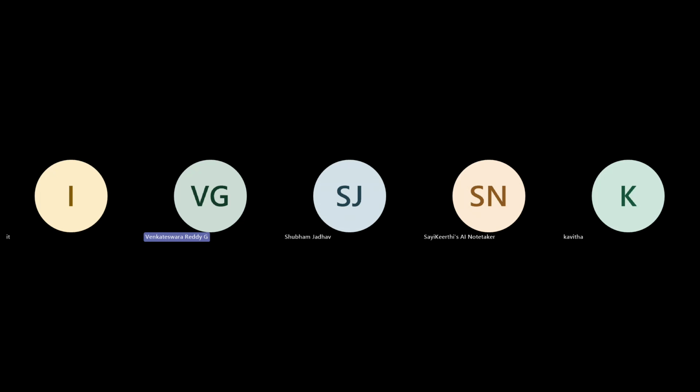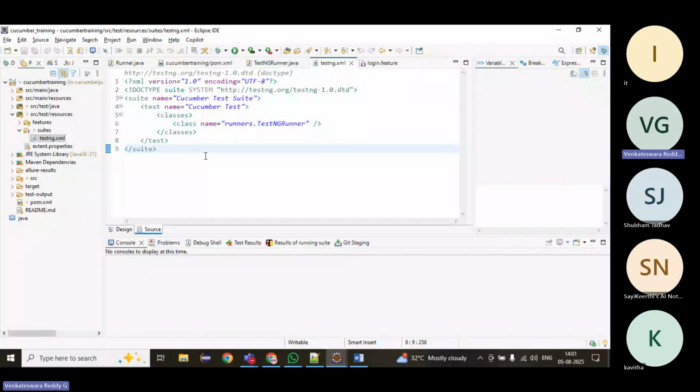In yesterday's class, we saw how to commit our code to GitHub and how to use the Git commands. We also started with how to run our scenarios, the feature files, using TestNG. Yesterday we got some issue. We'll see what steps we have done to integrate with it again.